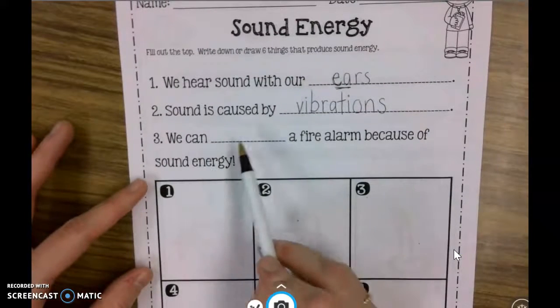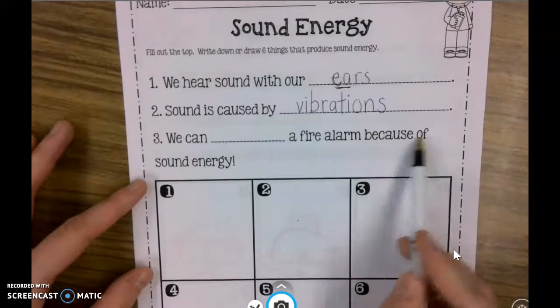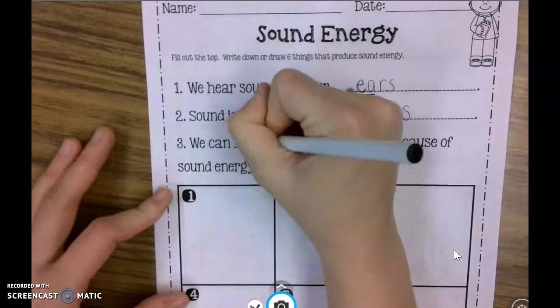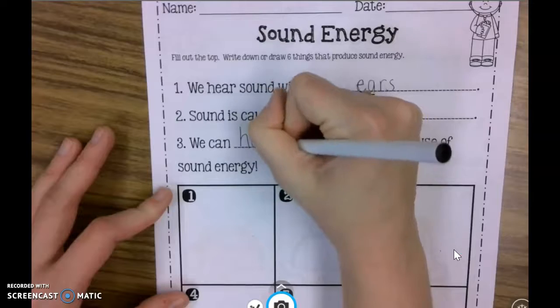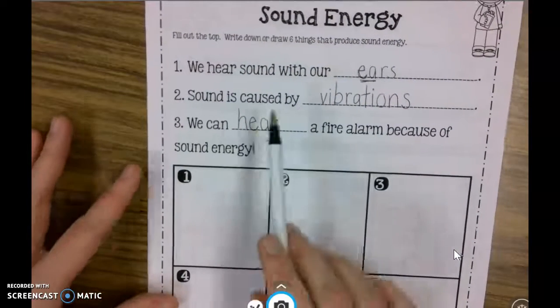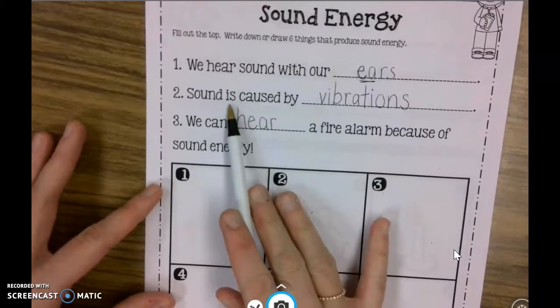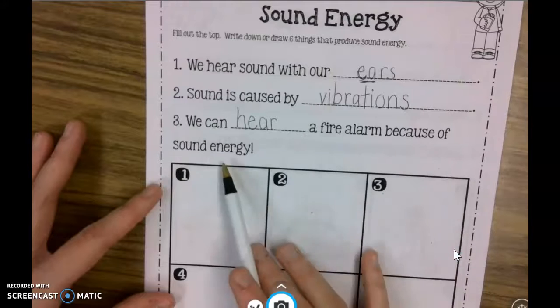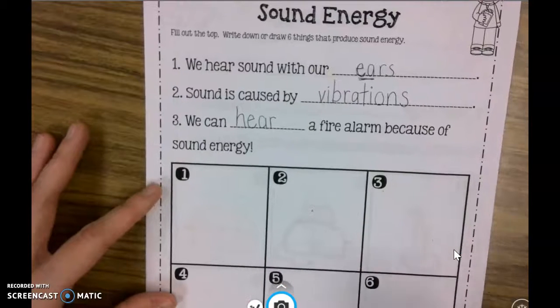Next one. We can blank a fire alarm because of sound energy. We can hear it, right? So we're going to write here. So we hear sound with our ears. Sound is caused by vibrations. We can hear a fire alarm because of sound energy.